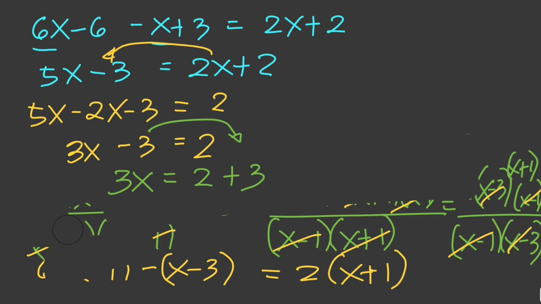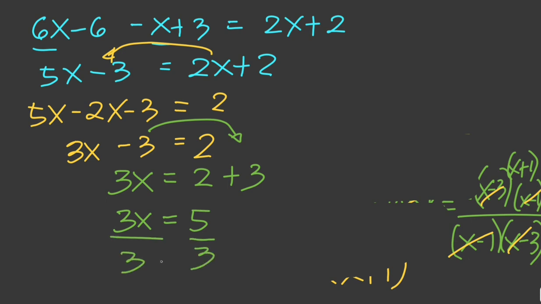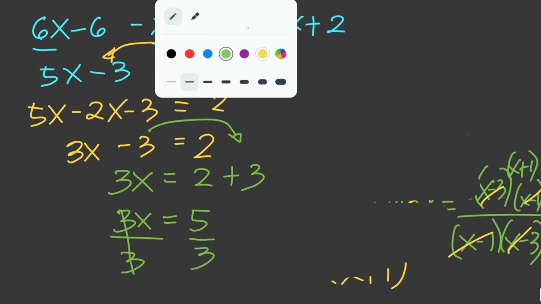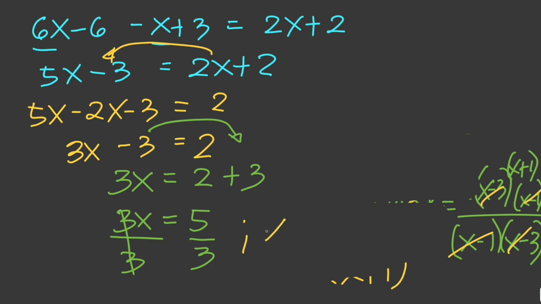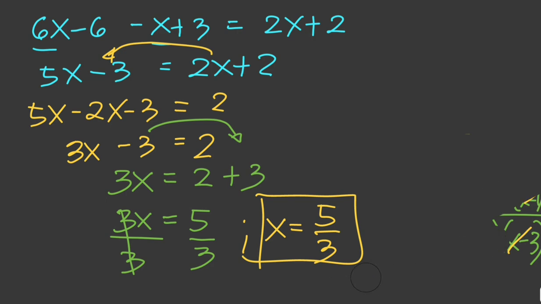So this is just 3x equals 5. And then we divide both sides by 3. This would give us a value of x that is equal to 5 over 3. So 5 over 3 is the solution to the given rational equation.